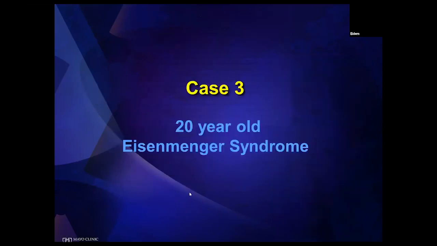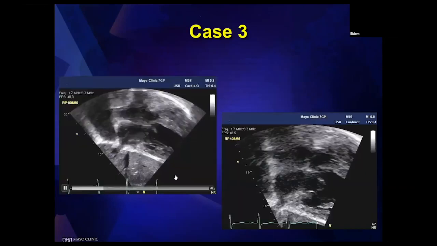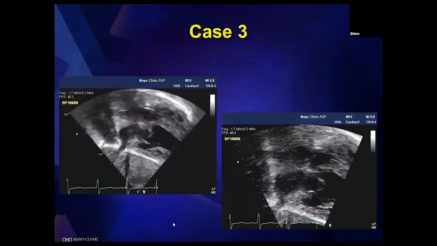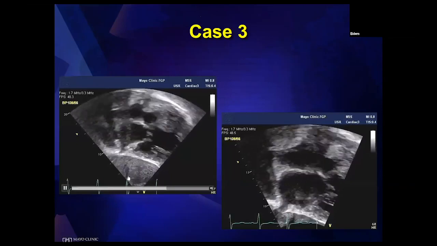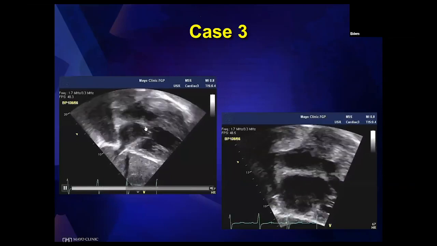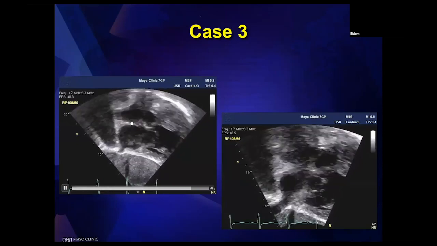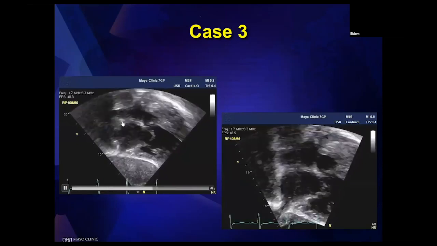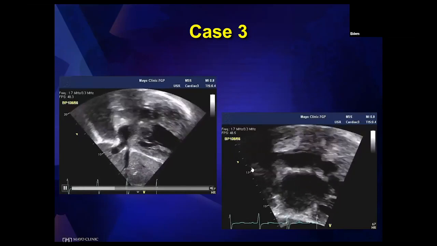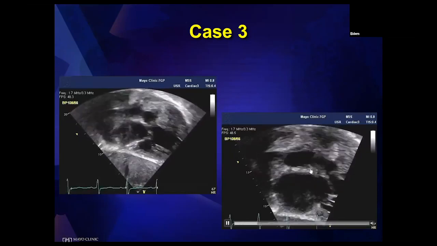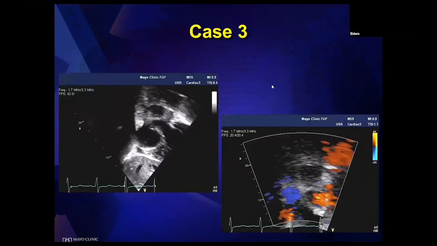Okay, let's contrast that case with a 20-year-old who presents with Eisenmenger syndrome. So we're looking at her pictures here. We're in the subcostal imaging plane. We have our optimal view of the atrial septum. Really, from a two-dimensional perspective, I really don't see much of a defect here, or even on close-up, we don't see much of an ASD.